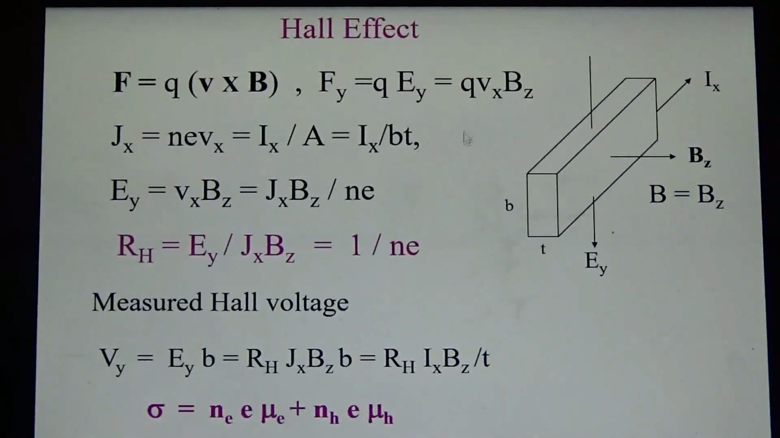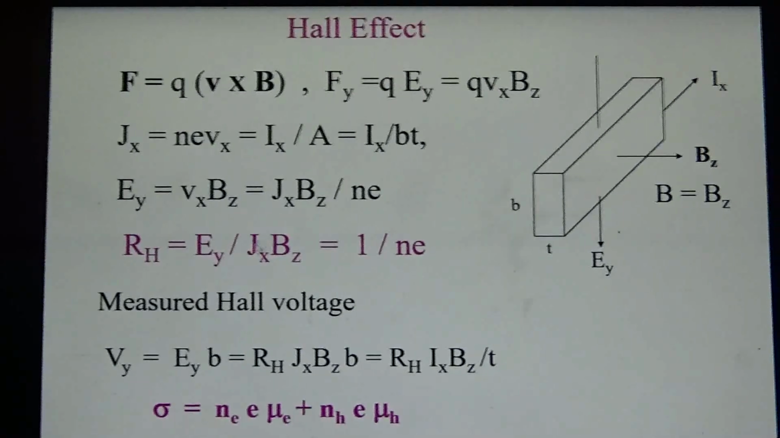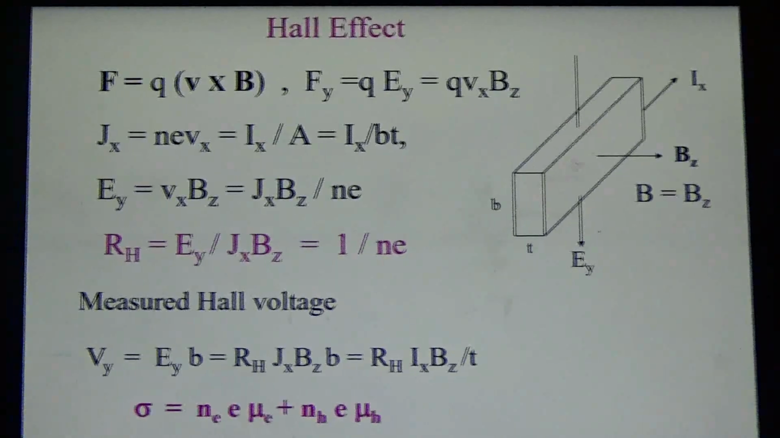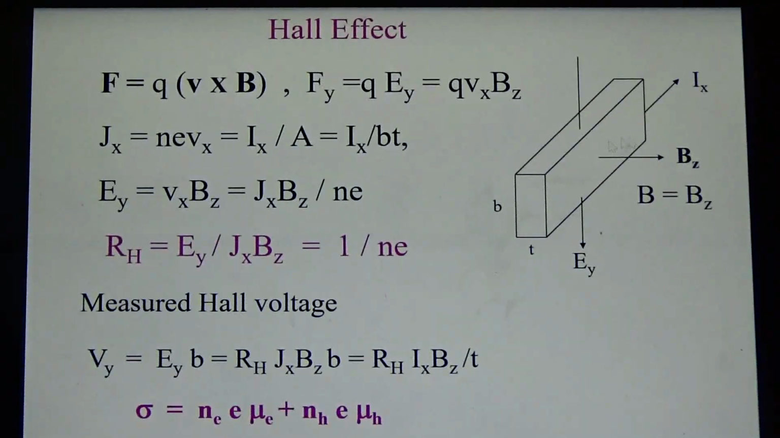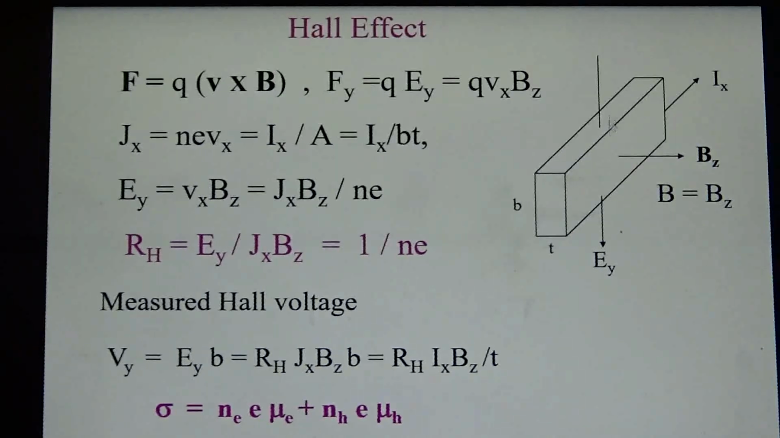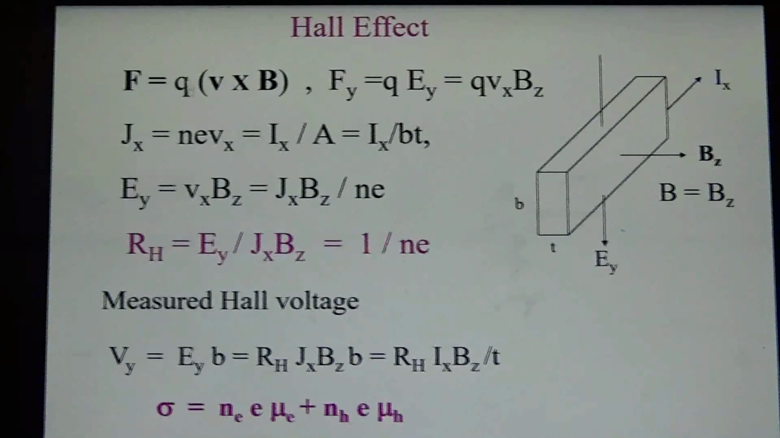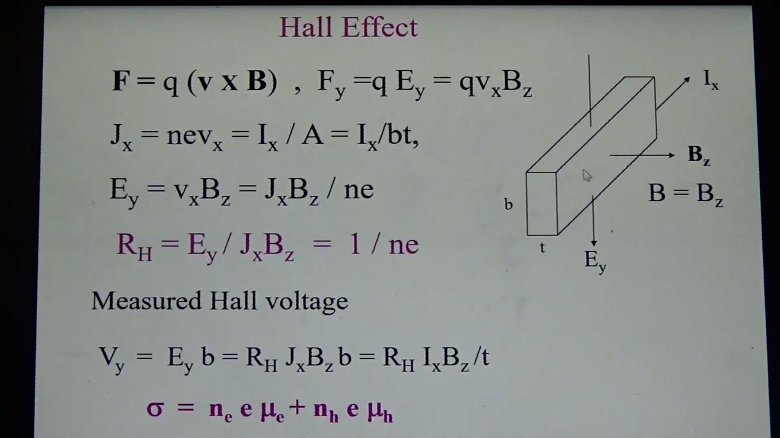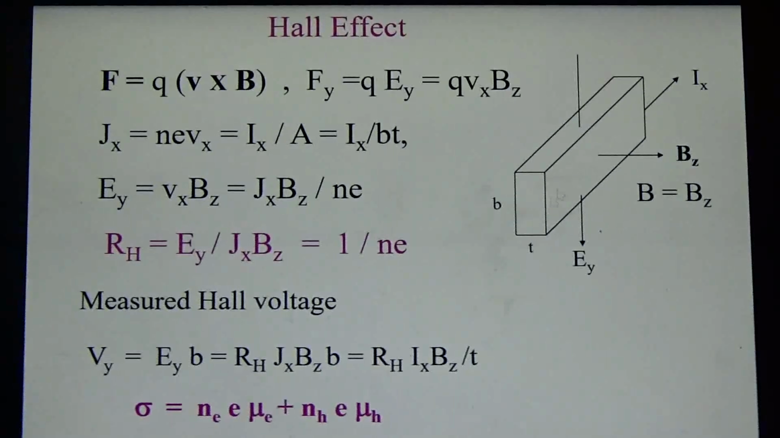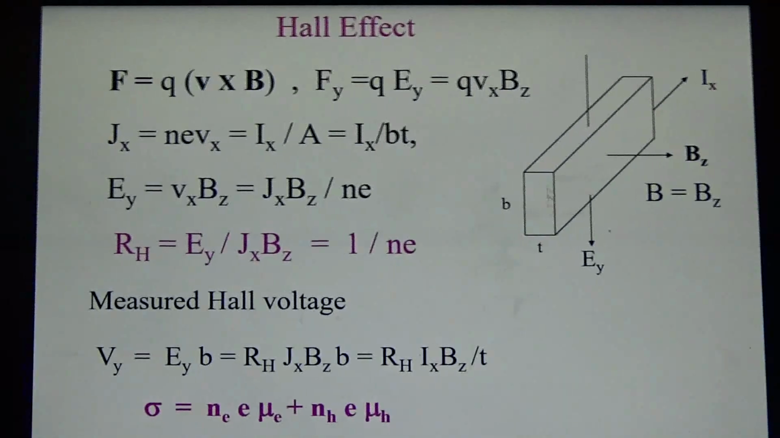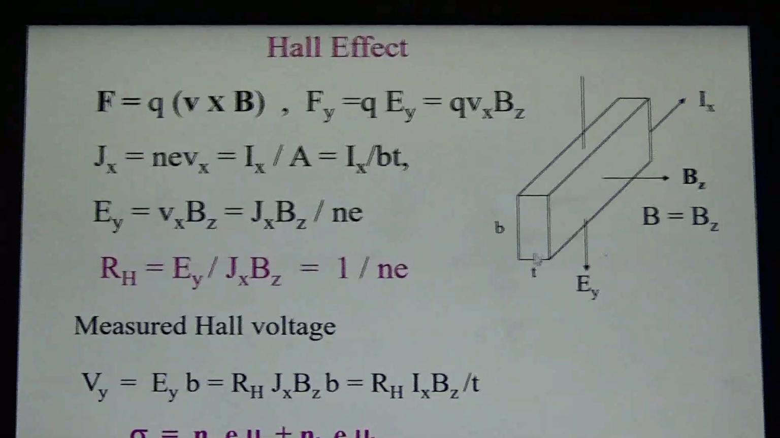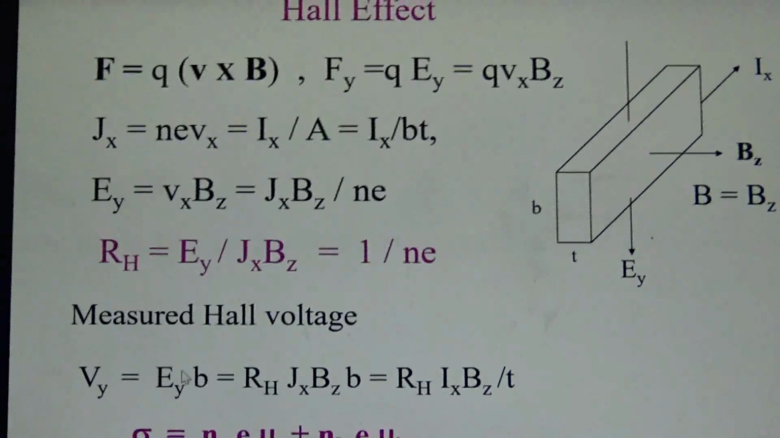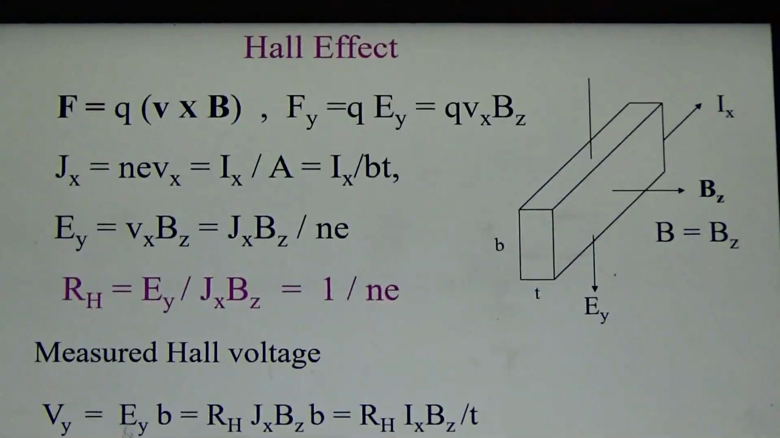So the Hall voltage that is developed is proportional to both the electric field as well as the magnetic field. The charge carriers get deflected because of the Lorentz force in the Y direction, and the voltage develops across the Y direction. If B is the thickness of this semiconductor sample that we are considering, then the voltage is given by EYB, where EY is the electric field associated with it, and VY is the Hall voltage.